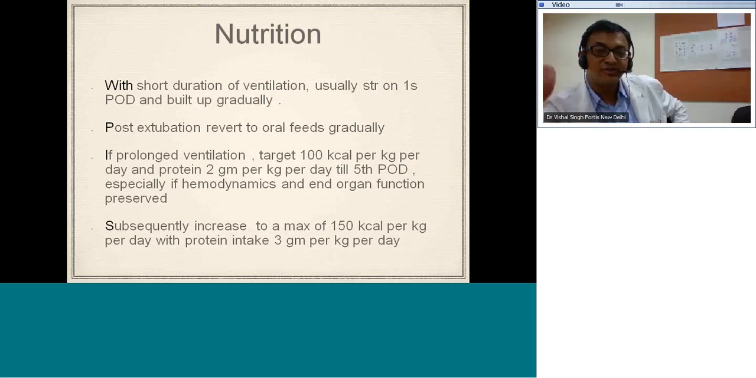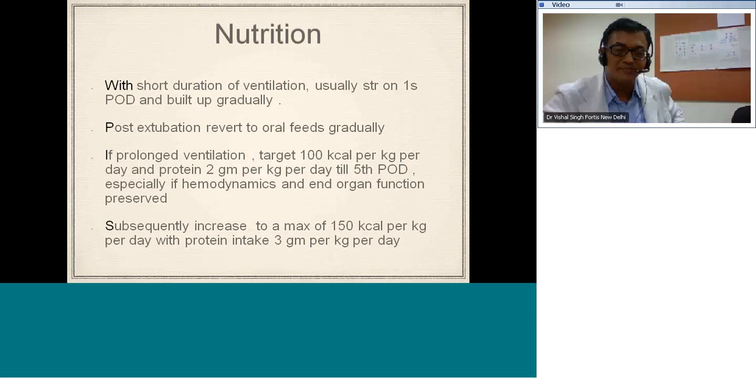If you don't start this on the first POD, you reach this level by the 5th or 6th POD, especially if hemodynamics and end-organ function are preserved. Subsequently, based on the nutrition status preoperatively, you can increase to a maximum of 150 kilocalories per kg per day with a protein intake of 3 grams per kg per day.